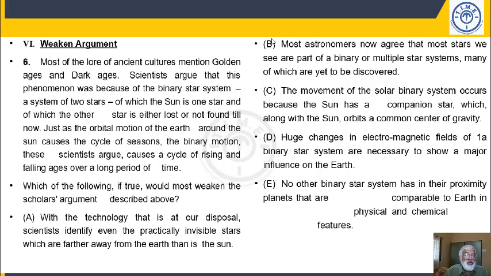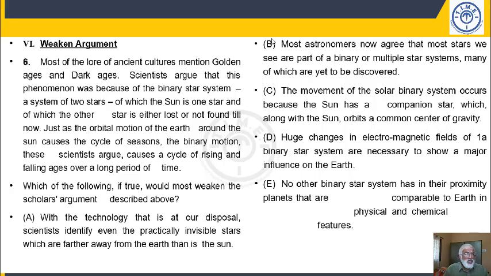Okay. Now that's why we said don't worry about the craziness of arguments. Go with what the argument says. So one star, that is the sun, causes the cycle of seasons, and the other star causes the cycle of rising and falling cultural periods or industrial periods or development and so on and so forth. So which of the following, if true, would most weaken the scholar's argument described above?